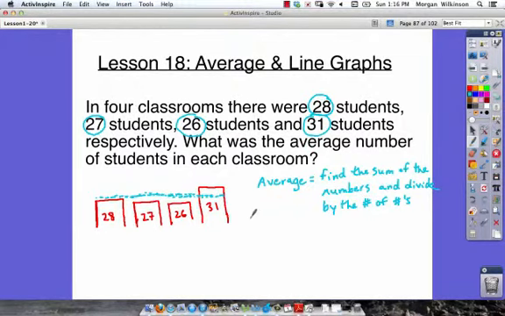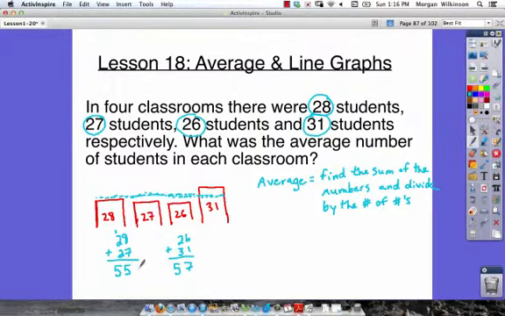So let's go ahead and do this in 2 pieces. Let's go ahead and first say 28 plus 27. Well, we know 8 plus 7 is 15. We're going to carry the 1. And 1 plus 2 is 3, plus 2 more gives us 5. We've got 55. Now let's do the 26 plus 31. 6 plus 1 is 7. 3 plus 2 is 5. So we have 57 more.